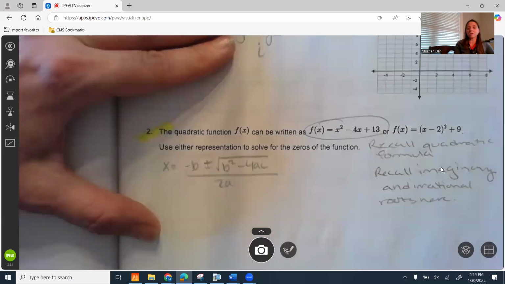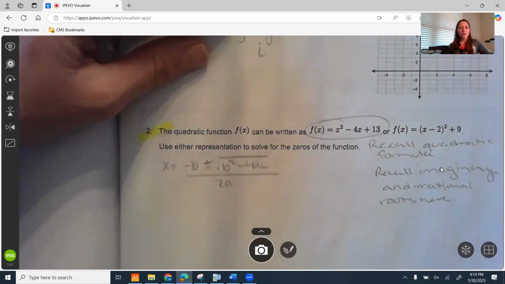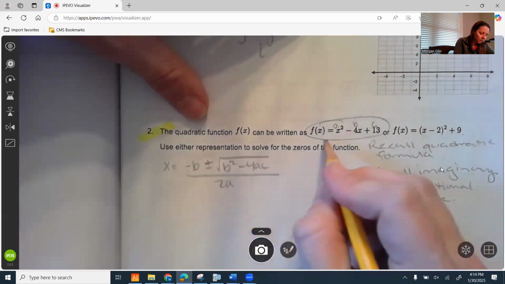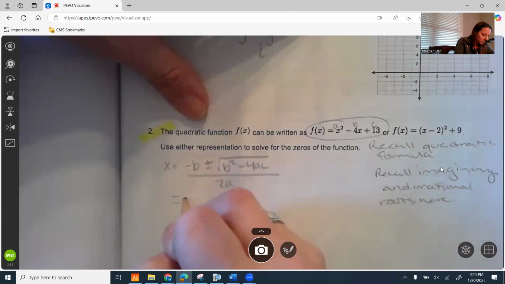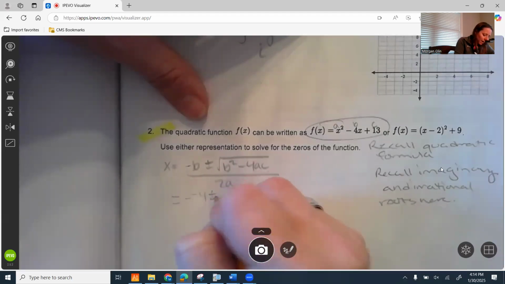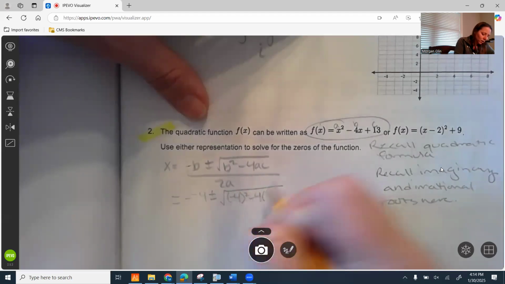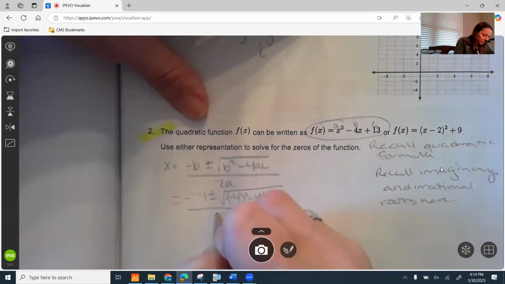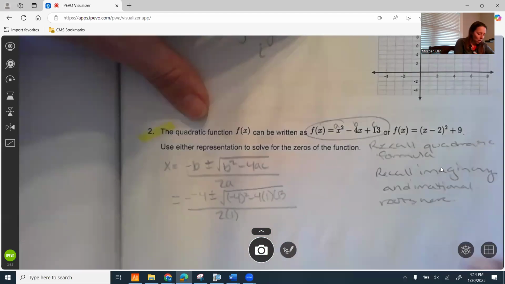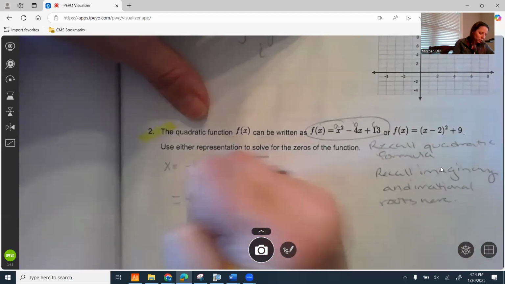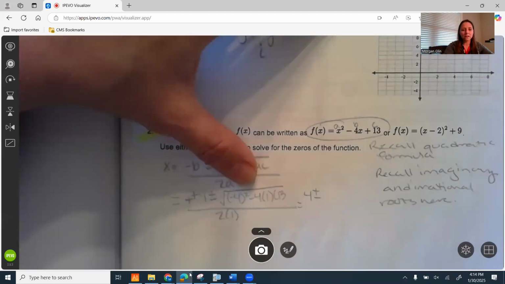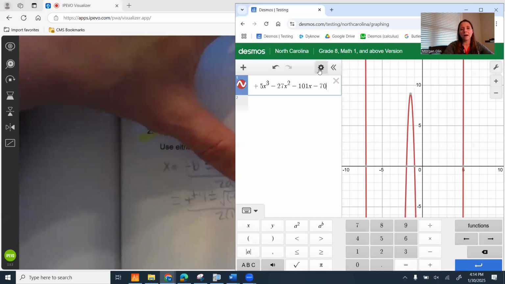I have a song for it. You can go look up a song. Go right ahead. And remember a, b, and c. Your a is 1, your b is negative 4, and your c is 13. So this is going to be negative of negative 4, plus or minus the square root of negative 4 squared minus 4 times 1 times 13, all over 2a, so 2 times 1. Now this minus negative right here is going to turn to a plus. Now what's underneath the radical? I'm going to plug that into my calculator.